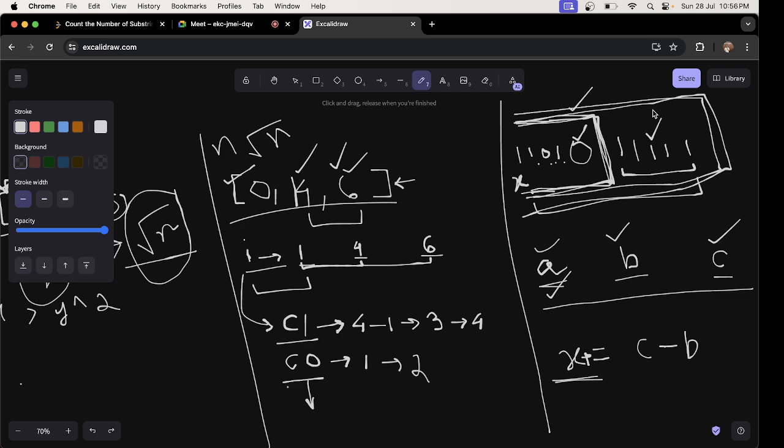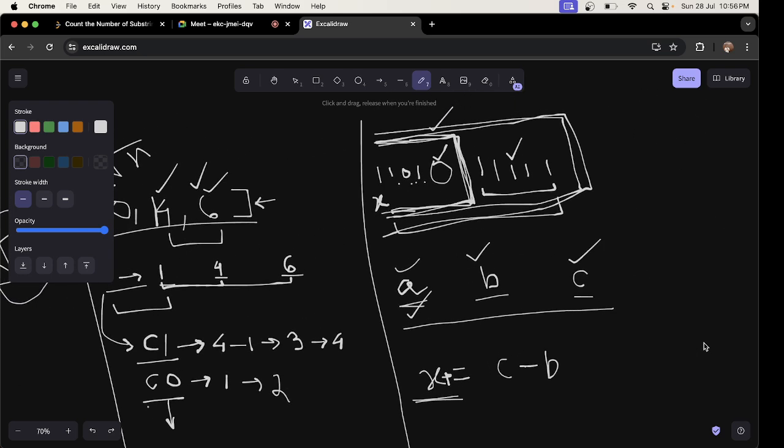So the third will be considered one only, not three. If you want to take the third one, you will have only one substring, not three substrings. Got it, got it.